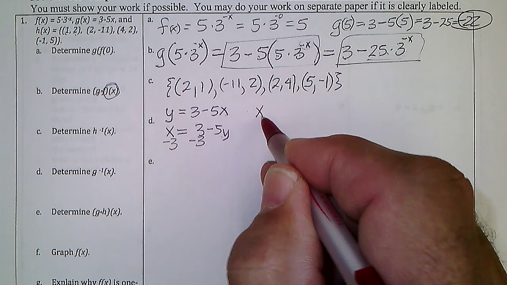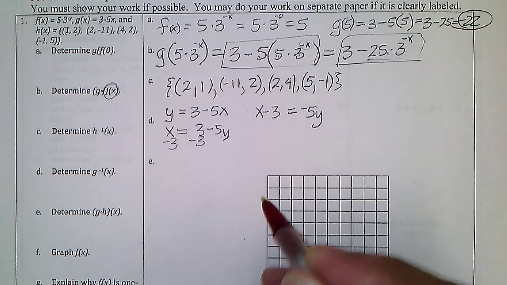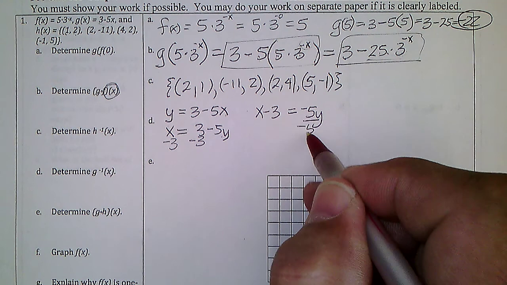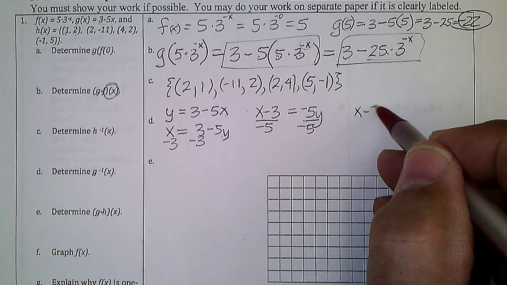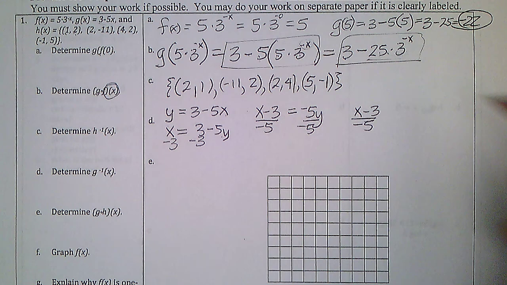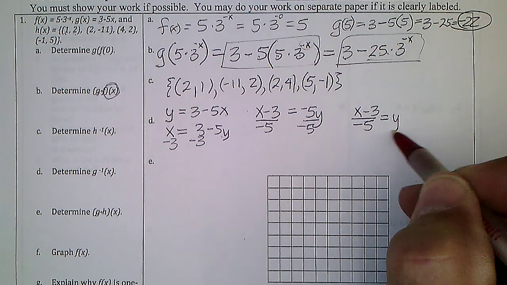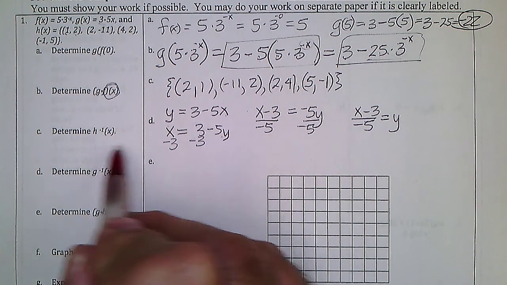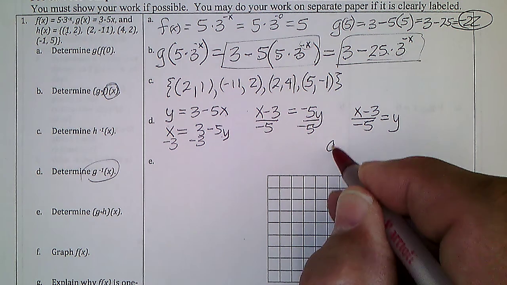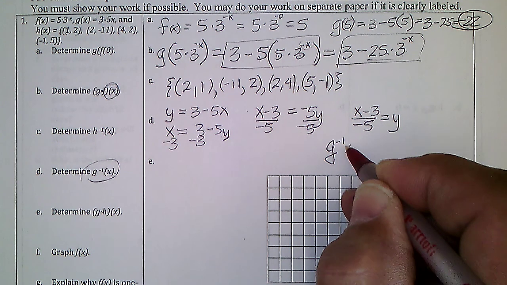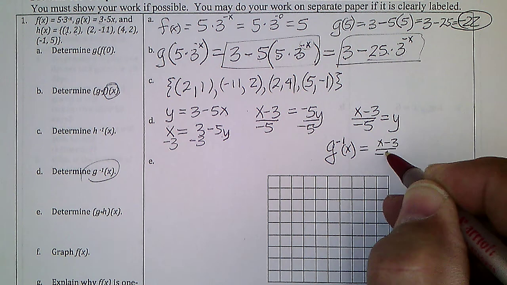So we get x minus 3 equals negative 5y. This is times the y, so we divide by negative 5. And so we get x minus 3 divided by negative 5. And there's some things you can do with the minus sign, but this is fine. That would be what y is. Now you have to write it as G inverse. So we write G inverse of x is going to be x minus 3 over negative 5.